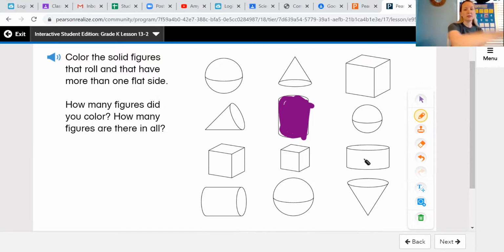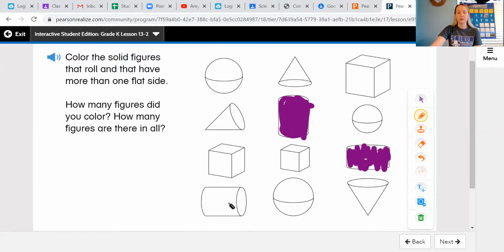You're right, it is a cylinder. It's just a shorter cylinder. So instead of something tall like the sprinkles can, it might be shorter like a green beans can. All right, so this is a cylinder. A cylinder can roll because it's curved and it has one flat side on the top and one on the bottom. So go ahead and color the cylinder.